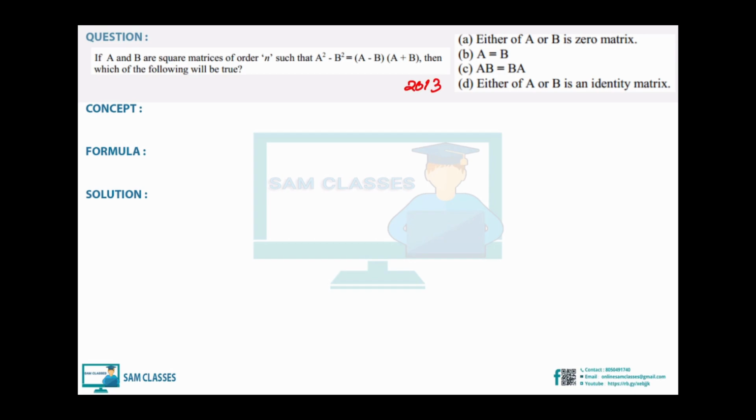It came in 2013. Now the question is telling us that A and B are two square matrices of order n, and it is given that A square minus B square is equal to A minus B into A plus B. We have to say which of the following is true.